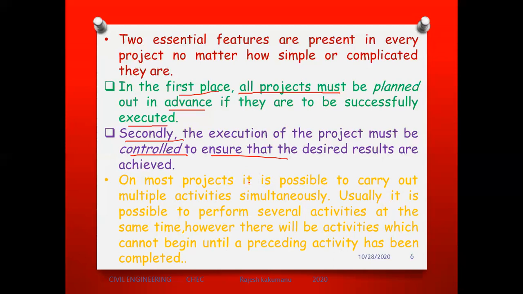Next, what is the third point? In most projects, it is possible to carry out multiple activities simultaneously. Either PERT or CPM, these are projects in which it is possible to carry out multiple activities simultaneously. Usually, it is possible to perform several activities at the same time. However, there will be activities which cannot begin until a preceding activity has been completed, right?